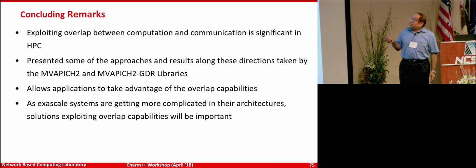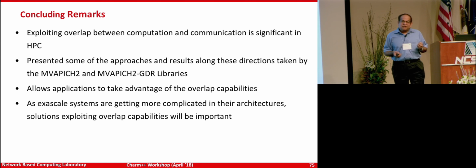The message I want to give here is that exploiting overlap between computation and communication is significantly important. I showed some of the approaches, and the applications can take advantage of that to get really good performance. But more important, as we are going into hierarchical systems, systems are becoming really complicated. The end application person cannot spend time to understand everything. It is the responsibility of the runtime designers or middleware to take all this intelligence and put it into that middleware and runtime in an appropriate manner so that people can get the benefit.